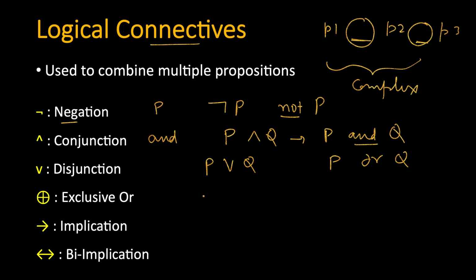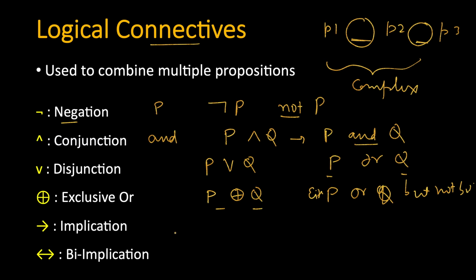Next is exclusive or. So it means either P or Q, but not both. So only one of them, either P or Q. So here in P or Q means any one of them or both. Whereas in exclusive OR, it will mean either P or Q, but not both.